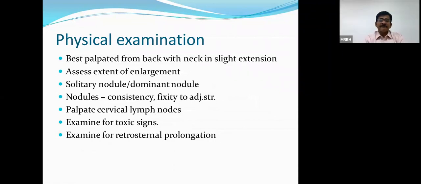The thyroid gland is best palpated from the back with the neck in slight extension. One should assess the extent of enlargement, whether it's a solitary nodule or a dominant nodule on the background of multinodular goiter, and then assess the nodule consistency and fixity to adjacent structures. Once the thyroid gland is assessed, palpate for the cervical lymph nodes. And if you suspect a toxic goiter, one should examine for the toxic signs. Some patients may have retrosternal prolongation of the goiter, and you exclude by clinical examination whether there is retrosternal prolongation or not.